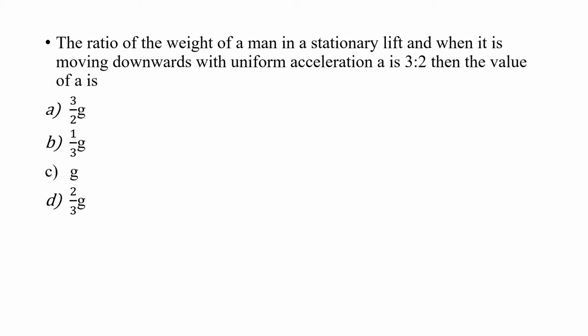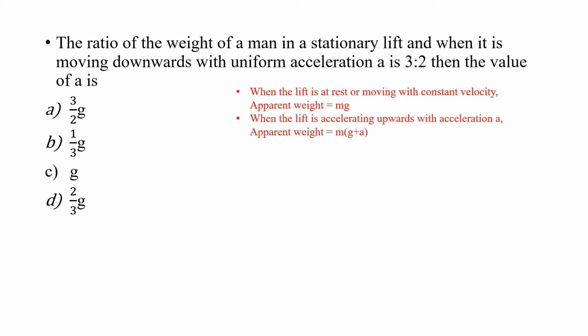For solving this problem, we are using this concept. When the lift is at rest or moving with a constant velocity, the apparent weight or true weight is equal to mg. Second condition: when the lift is accelerating upward with an acceleration a, apparent weight is equal to m(g + a). The last condition: when the lift is accelerating downwards with an acceleration a, apparent weight is equal to m(g - a). So using this condition, we are going to solve this problem.